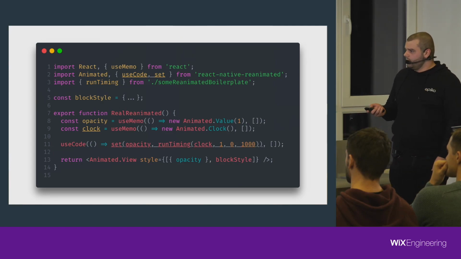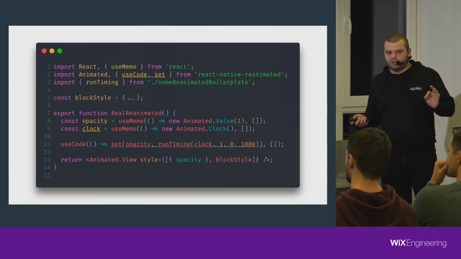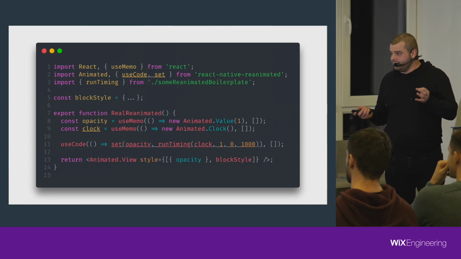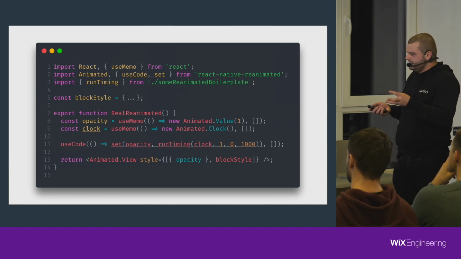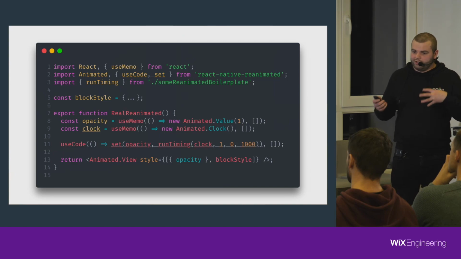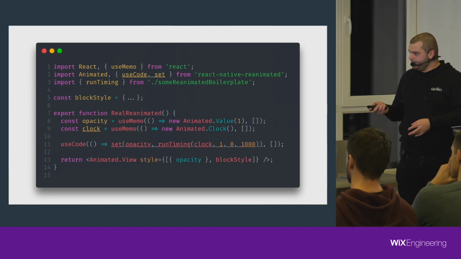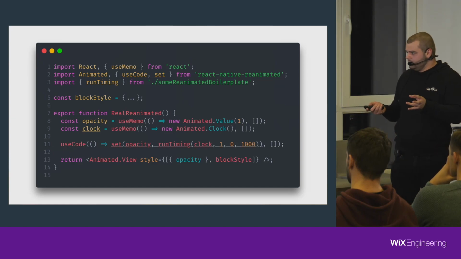So basically you still create the value, you create the clock, we will talk about it later, and then you have the useCode hook, which will tell Reanimated to execute that block. We wrote that as React Native code, but it will be created on the native side, and that block will be executed on each and every frame. It's basically the same as doing an assignment in JavaScript, but to that value.